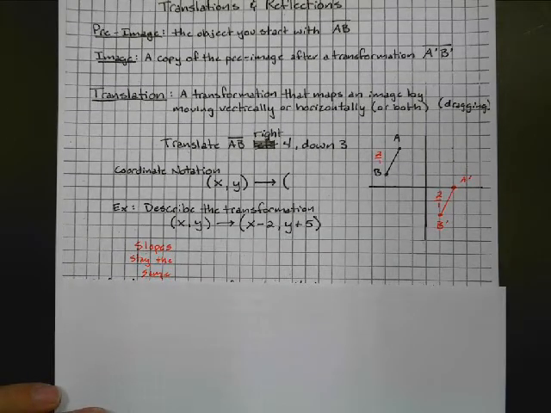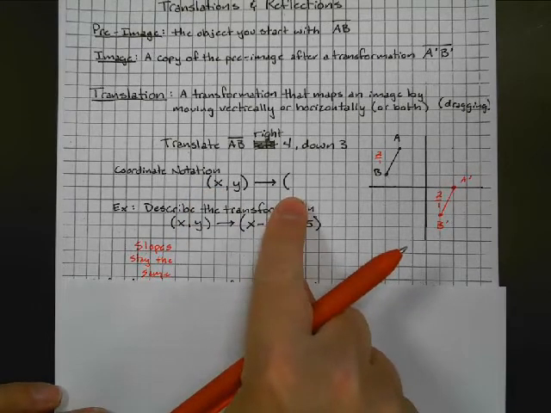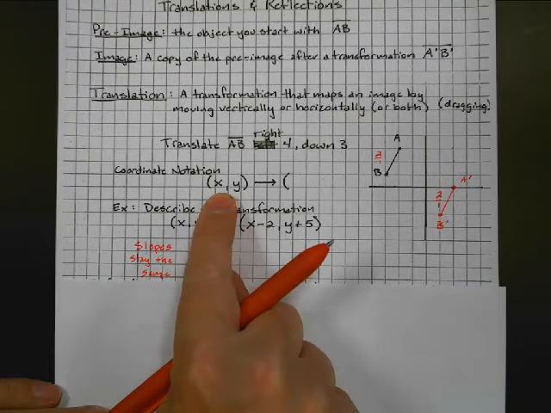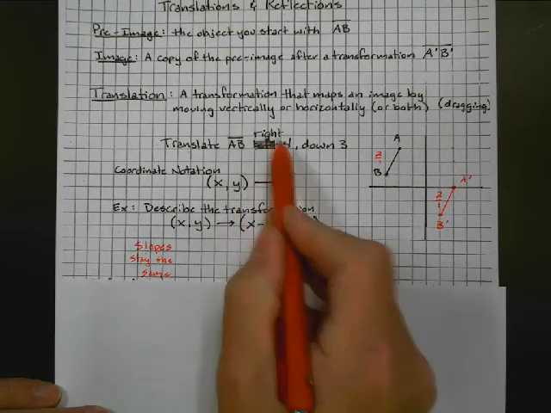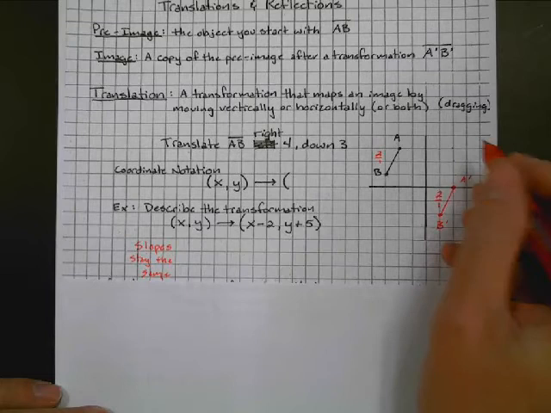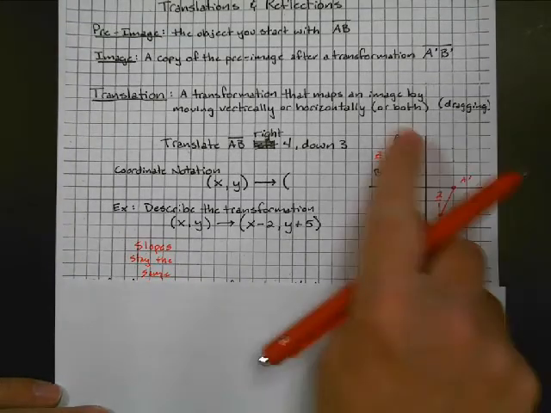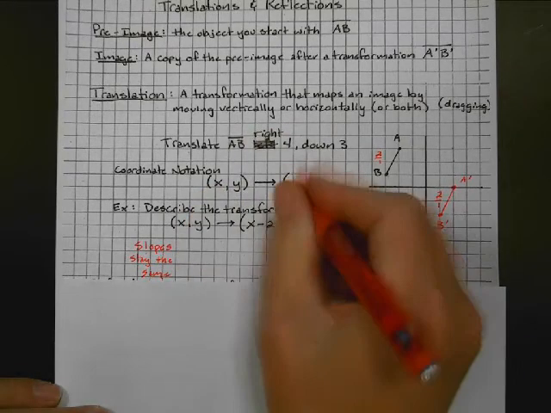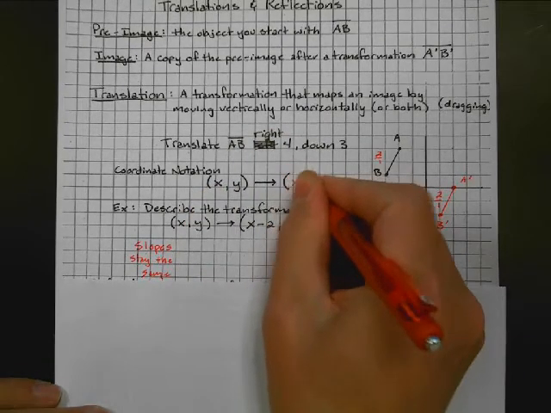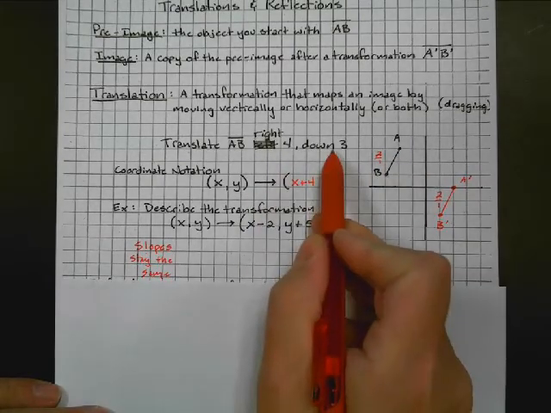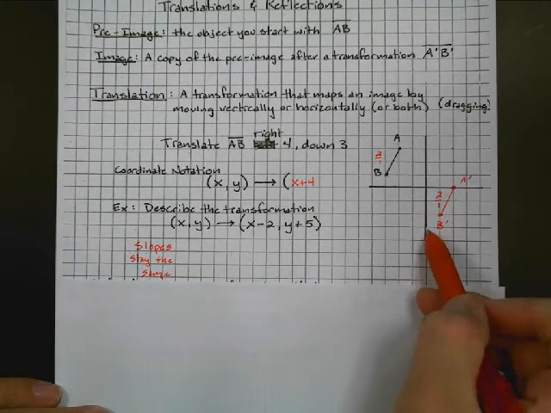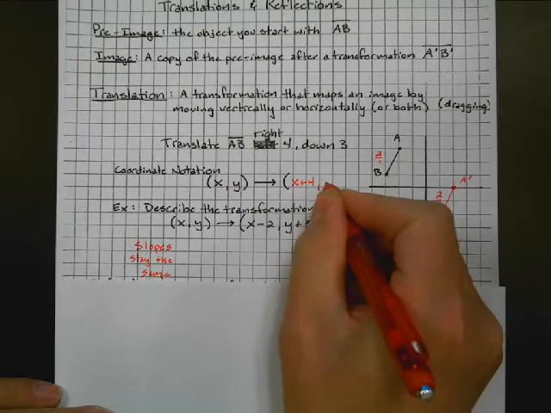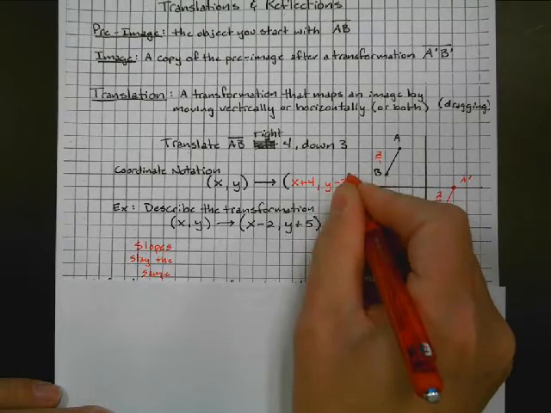All right, so we also have something called coordinate notation, where we describe what's happening to the coordinates. So on this one, if I went right 4, we can look and see how that affected the coordinates. And if I go this way 4, that's going to add 4 to the x coordinate. So this would be x plus 4. And if I go down 3, that is subtracting 3 from the y coordinate. So this would be comma y minus 3.